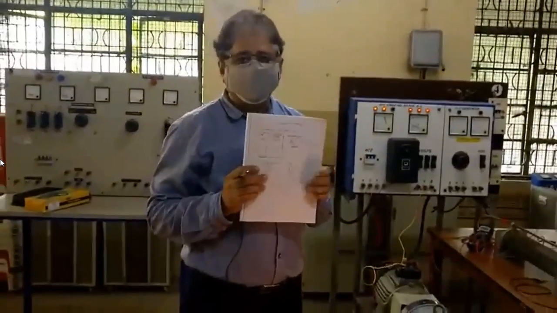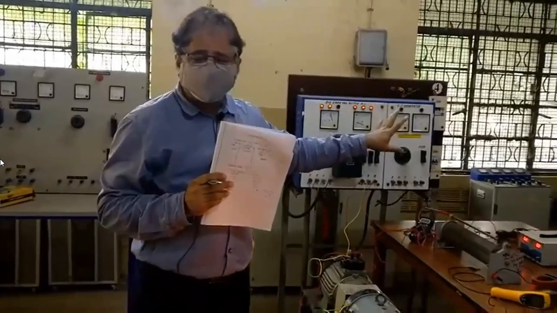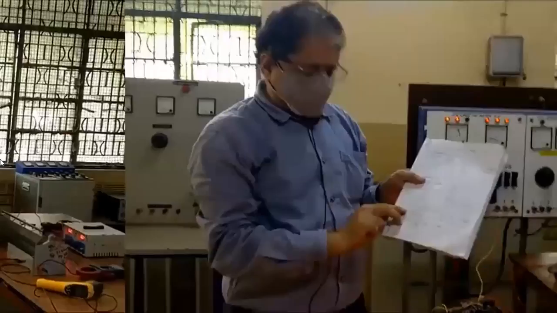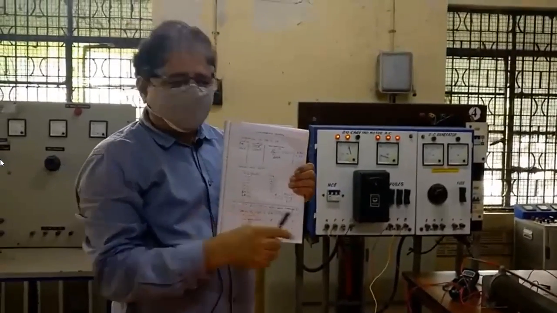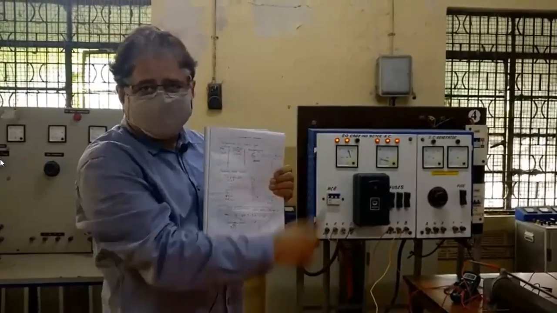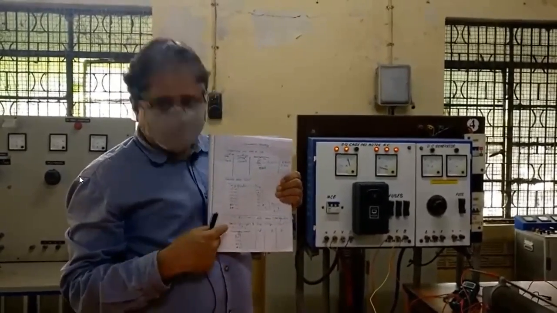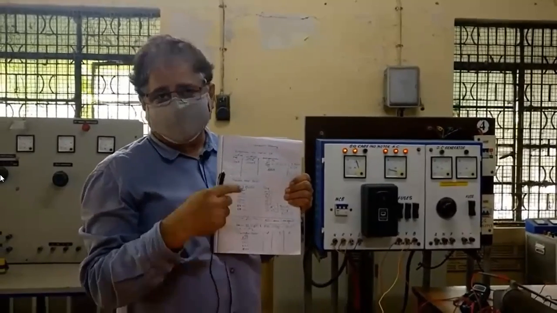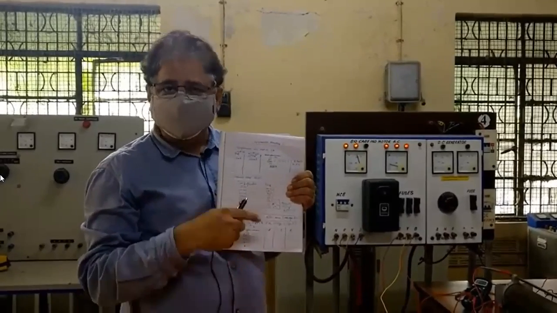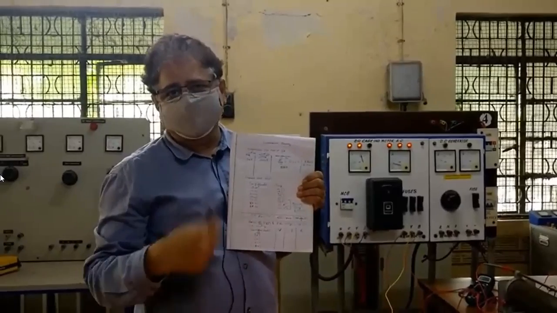At this time, we will switch off the supply, inject the DC current into the winding, and record the hot winding. After switching off the supply, we will inject DC current, disconnect the motor from the AC input, and inject DC current into the motor, and then we will record the voltage and current drawn by the winding after every 2 minutes after switching off the supply, at 2 minutes, 4 minutes, 6 minutes.